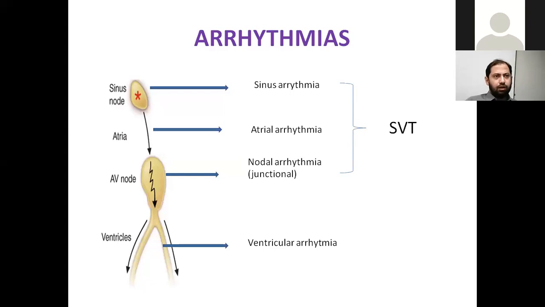So what is SVT? It is supraventricular tachyarrhythmia, and it is clearly shown in this picture that if the arrhythmia is arising above the level of the ventricles, then we can term that arrhythmia as supraventricular tachyarrhythmia. Supraventricular tachyarrhythmias will be sinus arrhythmia, atrial arrhythmia, or you can say nodal arrhythmias. All these types of arrhythmias we can classify as supraventricular tachyarrhythmias.